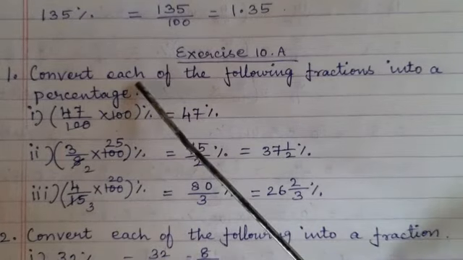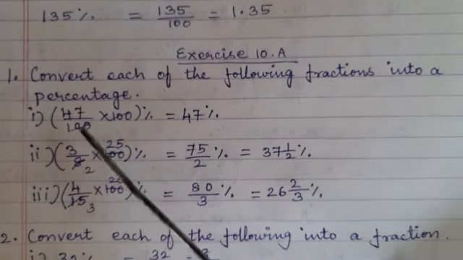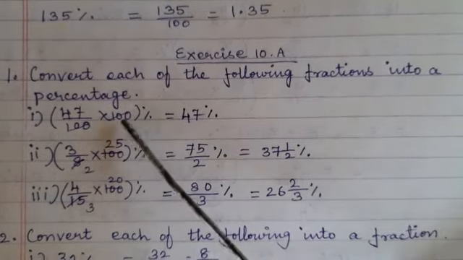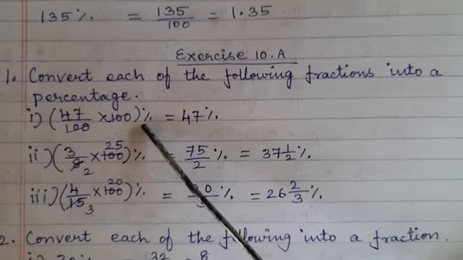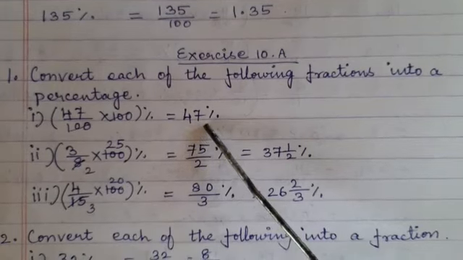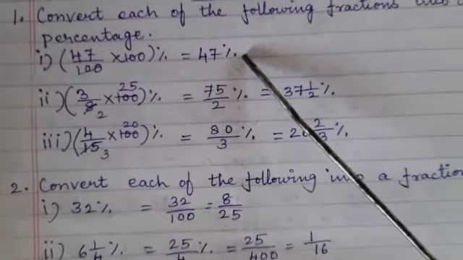So fraction into percentage. The fraction here is 47 by 100. Convert into percentage, that is multiply by 100. The percentage sign is important. After simplification, you will get the answer 47 by 100.